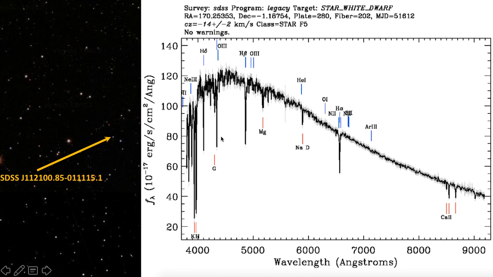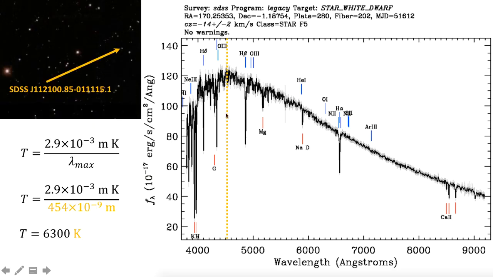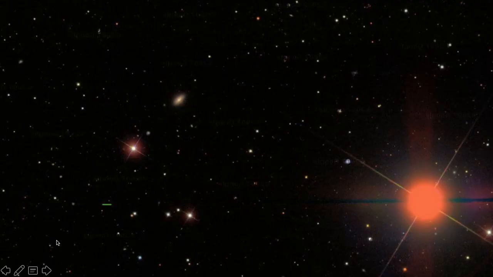You will notice there are certain dips, and you may even notice some chemical element names, but we'll explain that shortly. And you'll notice that it has a defined peak, and we can find out where that peak is. We can identify the wavelength, we can plug it into Wien's displacement law, and we can find a temperature for that object.